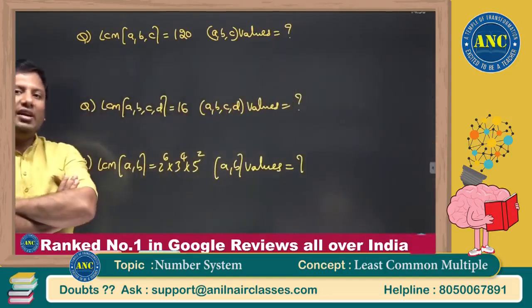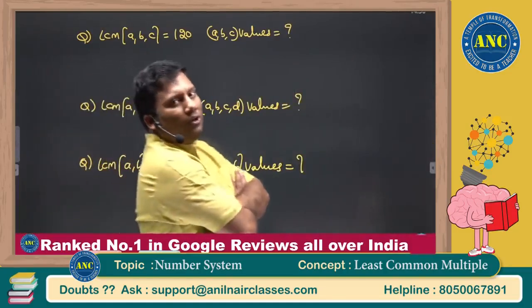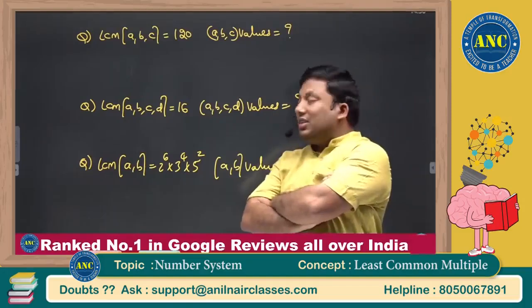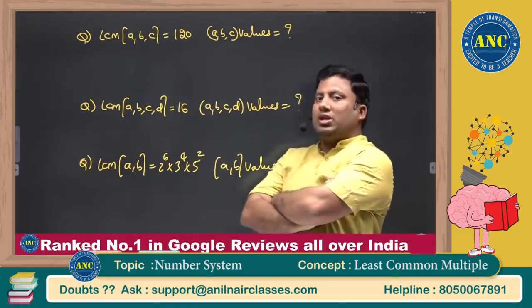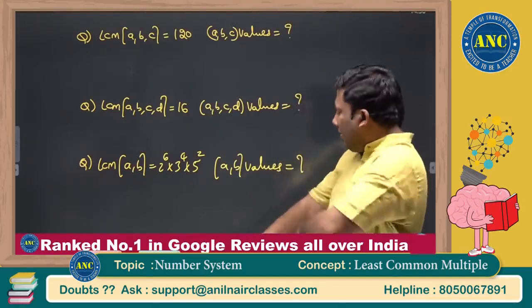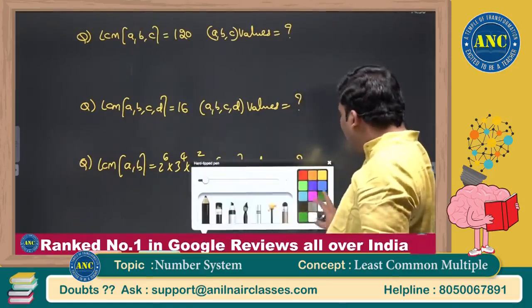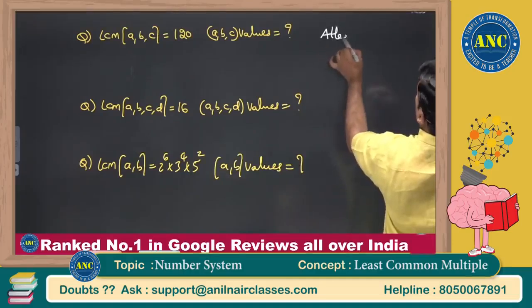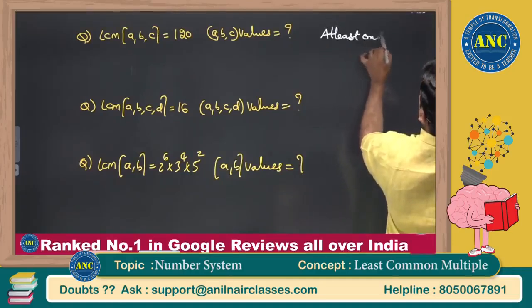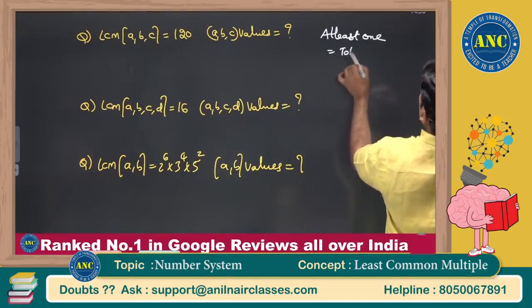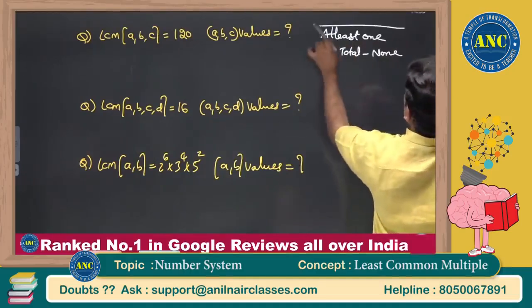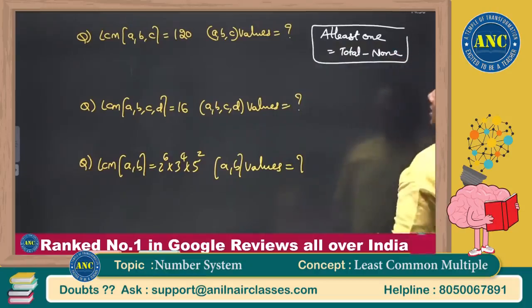LCM of ABC is 120. How many values can ABC take? LCM of ABCD is 16. How many values can ABCD take? A comma B. What is the concept that we used here? At least one. At least one is defined as total minus none. It can be written as total minus none.